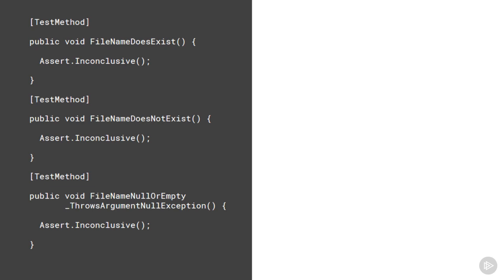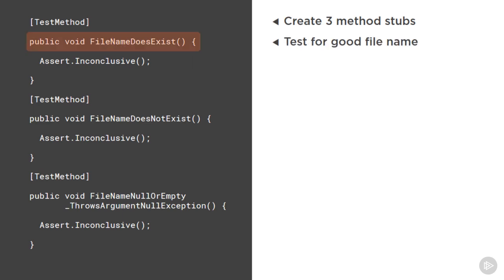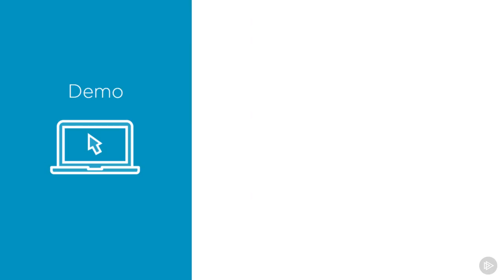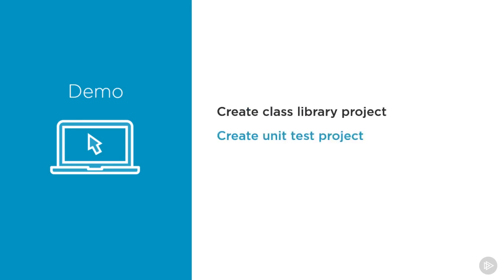Here is a sample of the test methods that we are going to write as method stubs. You can see each one here, the test for a good file name, the test for a bad file name, or test if no file name at all was passed. And you can see inside of each one of these that we've got the Assert.Inconclusive. So these are just our method stubs. They're just a clue to us that these are the methods that we have to write. Let's create a class library project, create a unit test project, and write our stubs.